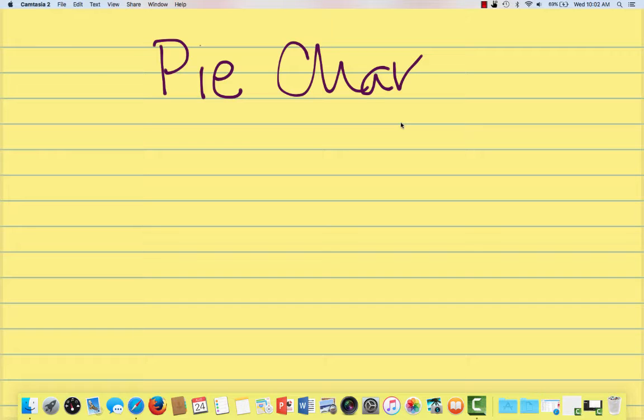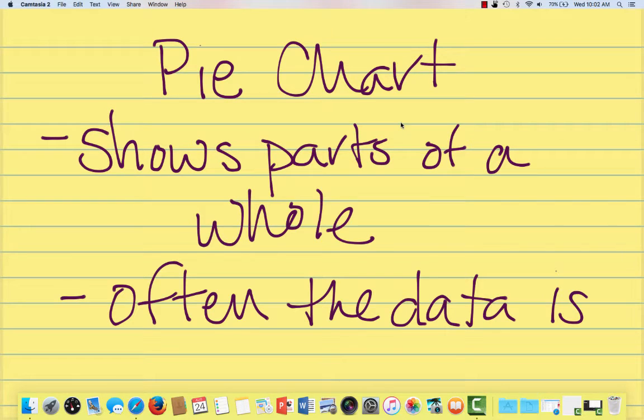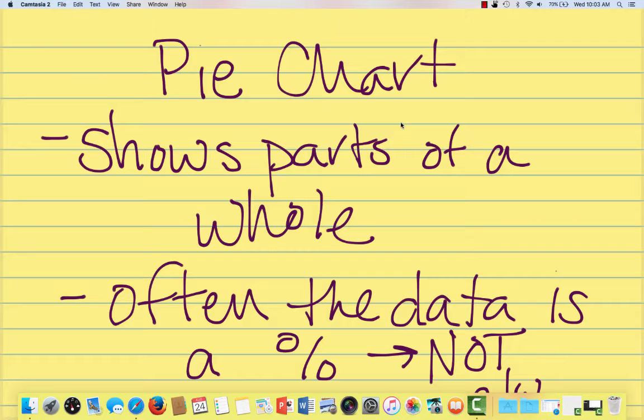This one, the kind of characteristics is it shows parts of a whole. And that's kind of the key. You're looking at, a lot of times, percentages. Often, the data is a percent. But this is not always. This is a rule of thumb. Sometimes it is, sometimes it is not, but not always. A lot of times this will be presented in a percent, but don't bank on that every single time.